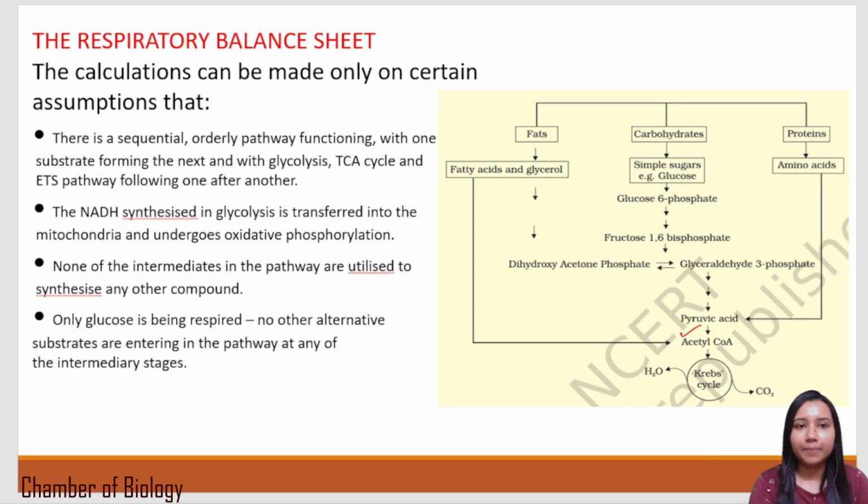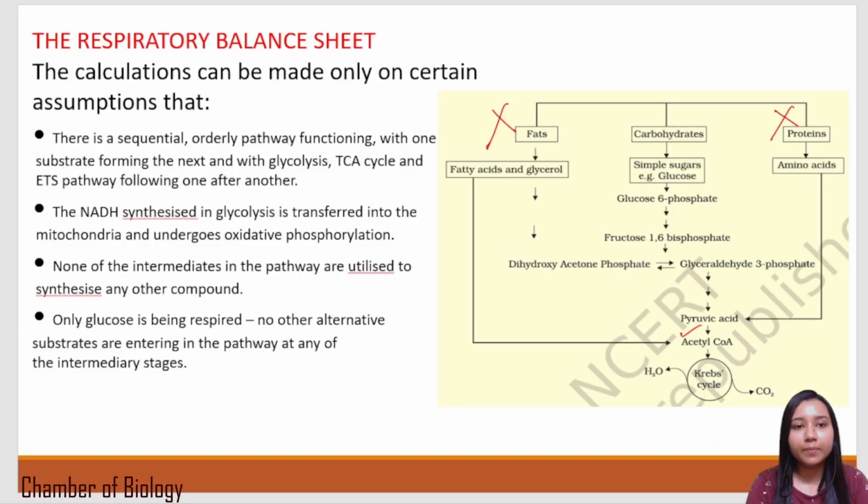So this can happen. Okay, I'm not telling you this cannot happen, but the main thing is that we won't be considering fat or protein. Even protein is also a respiratory substrate, which enters into respiration, but we are not going to consider this as a respiratory substrate. So the first assumption we are going to make is that there is a sequential pathway, and the NADH which was produced in glycolysis.